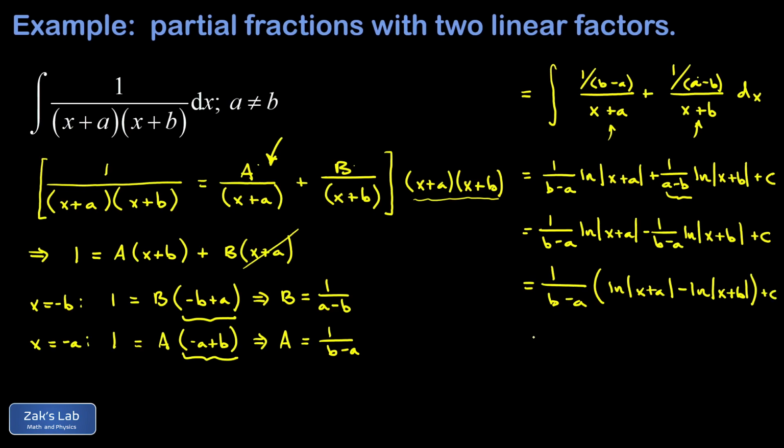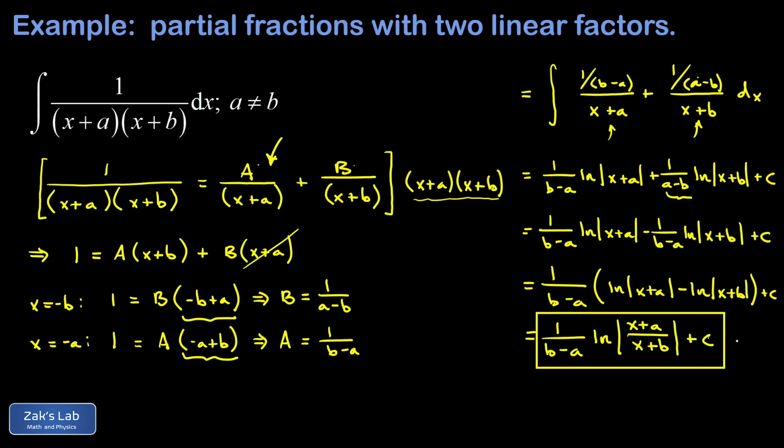And now we can use log properties because I have a difference of two logs. That's the log of the quotient. And I end up with 1 over little b minus little a, natural log of the absolute value x plus a over x plus b, plus an arbitrary constant c, and we're done.